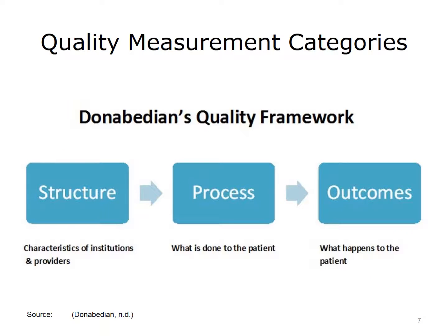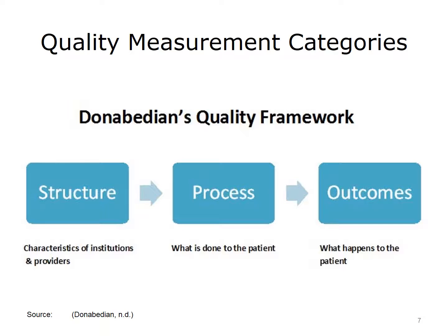Measures can be grouped into one of three categories: structure, process, and outcomes. Structure refers to characteristics of institutions and providers. Process is what is done to the patient, and outcomes are what happens to the patient. As you can see from the slide, structure influences process, which in turn affects outcomes.